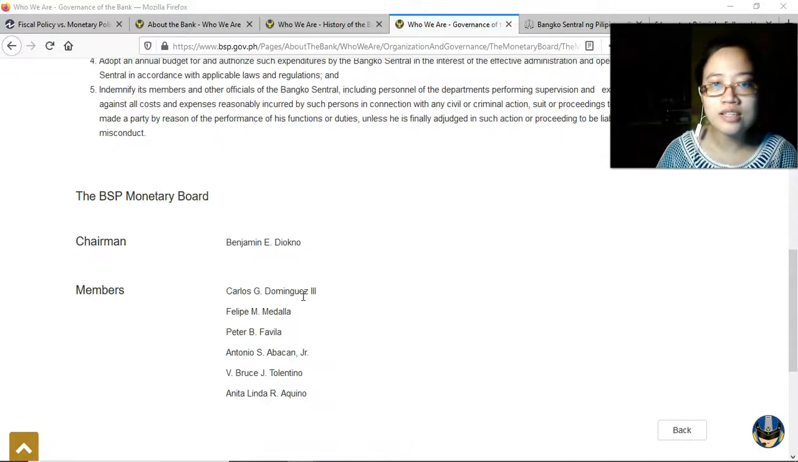So currently, these are the people in the BSP Monetary Board: the chairman, Benjamin E. Diokno; members, Carlos Dominguez III, Felipe Medalla, Peter Favila, Antonio Abacan Jr., Bruce Tolentino, and then you have Anita Linda R. Aquino. I think this is SSS, right? This is LBP, I think. Or there might have been changes, right? But essentially, these are the same people that you see in finance news and business news, okay?